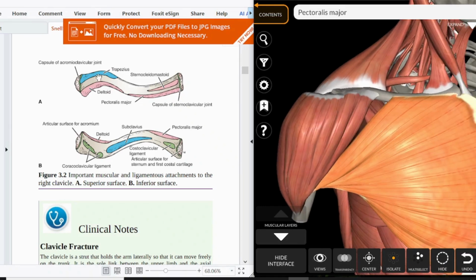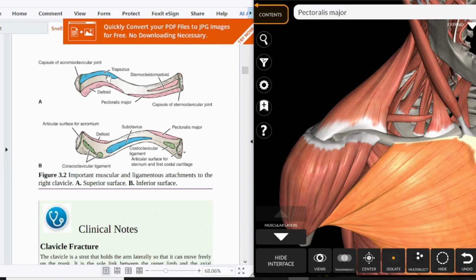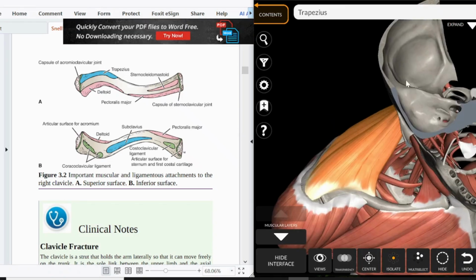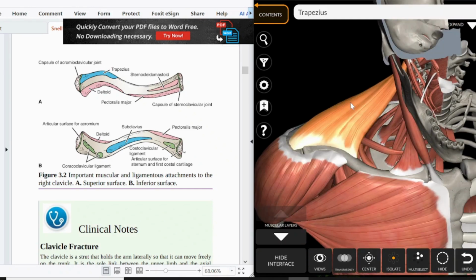And if you see over here on the lateral and superior view, you can see the trapezius muscle. The trapezius muscle is inserting over here. This is the trapezius muscle, which originates elsewhere and inserts on the clavicle. This blue shows that it is inserting over here. And the subclavius muscle, as you can see, this is the insertion of the subclavius muscle.